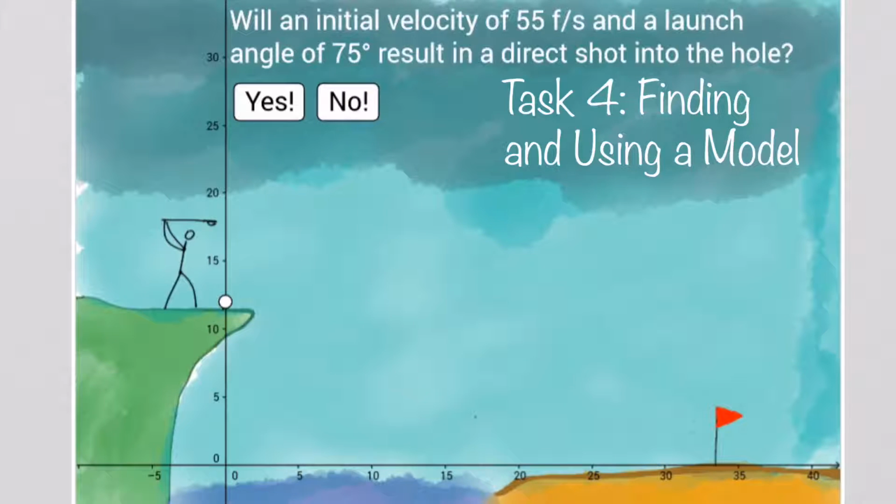Finally, in Task 4 of this problem, we no longer want to use a guess and check approach to this problem. We want to come up with an actual model for the path of this golf ball. We want to use parametric equations to model where this ball will be at any given time.